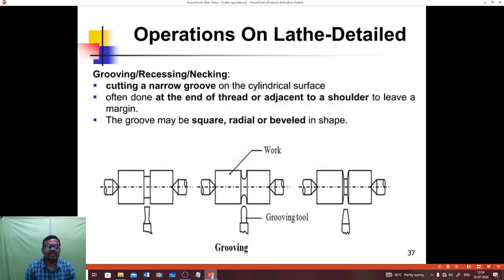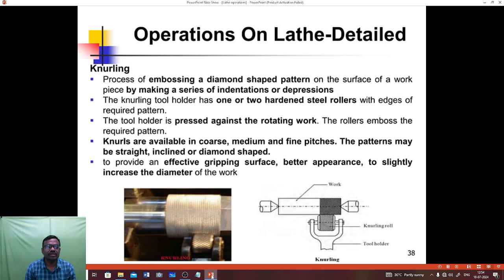Grooving or recessing or necking, cutting a narrow groove on the cylindrical surface, often done at the end of the thread or adjacent to a shoulder to leave a margin. The groove may be square, radial or beveled in shape.